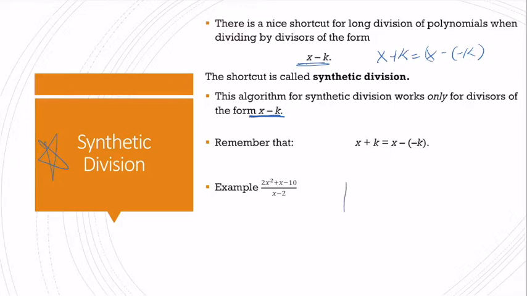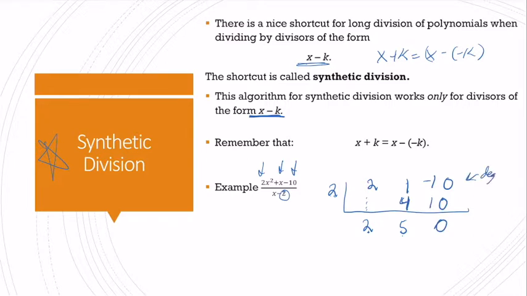To use synthetic division, I take my k, which in this case is 2, and I write the coefficients of my polynomial in order. I pull down my first term. I say 2 times 2 is 4, and I write that in the next spot. And I add those together. 1 and 4 is 5. 2 times 5 is 10, so I write that in the next spot. I add those together and I get 0.